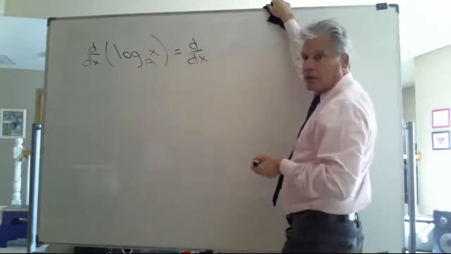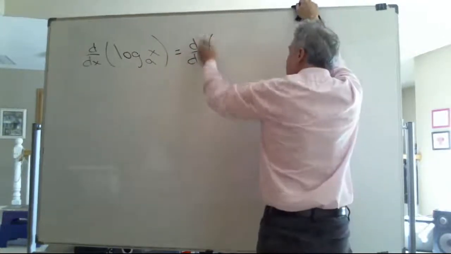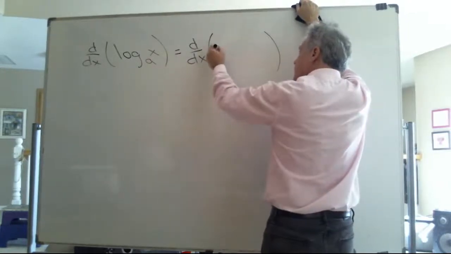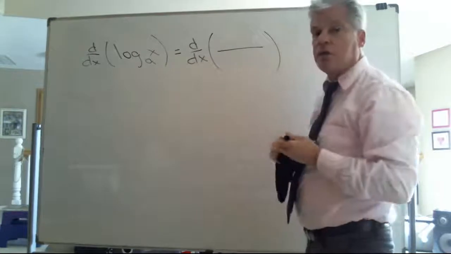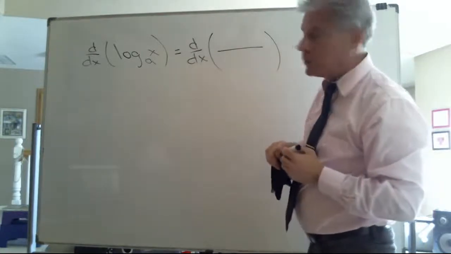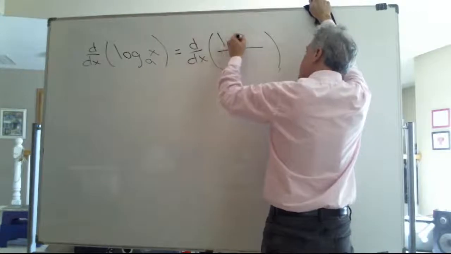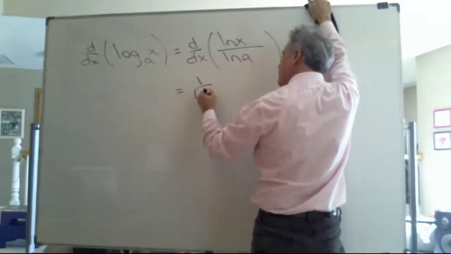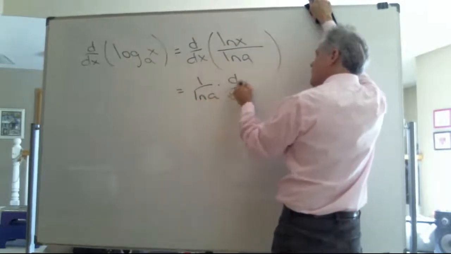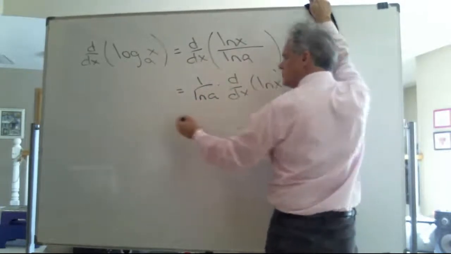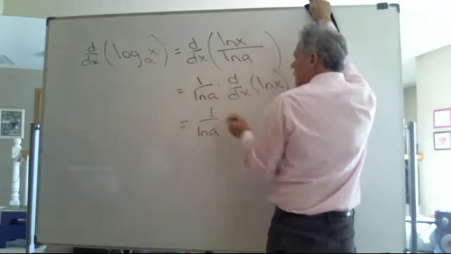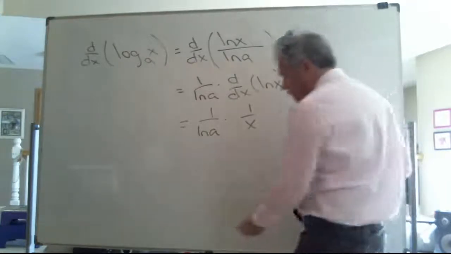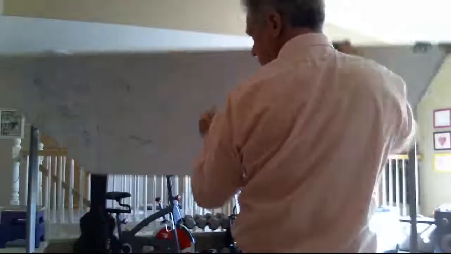Using one of your basic logarithmic properties, I think the log of x with respect to base a can be interpreted as a ratio of the log of x to the log of a with respect to any base I darn well please. I'll choose base e. Now that denominator is just a constant. I'll pull it out of the differentiation process. But the derivative of the natural log of x is merely this.